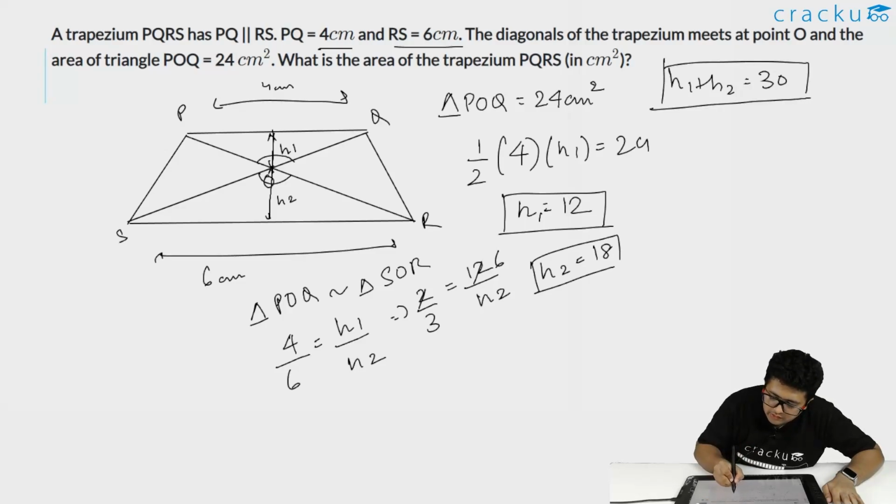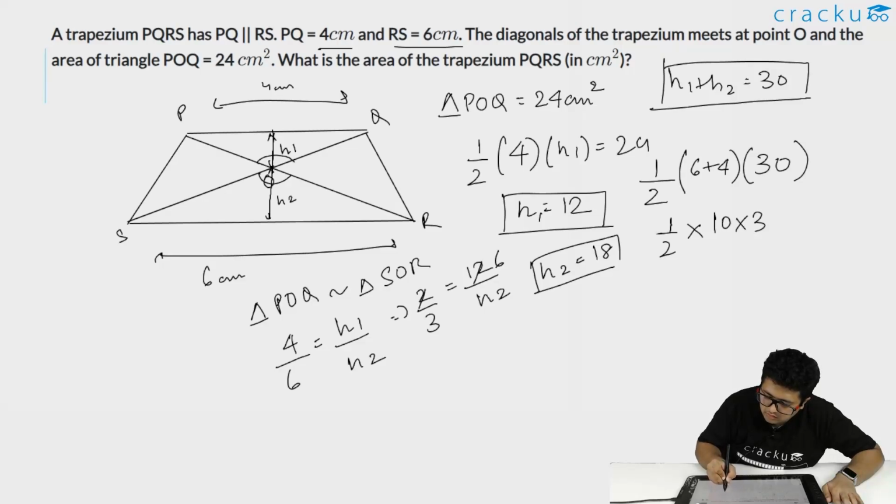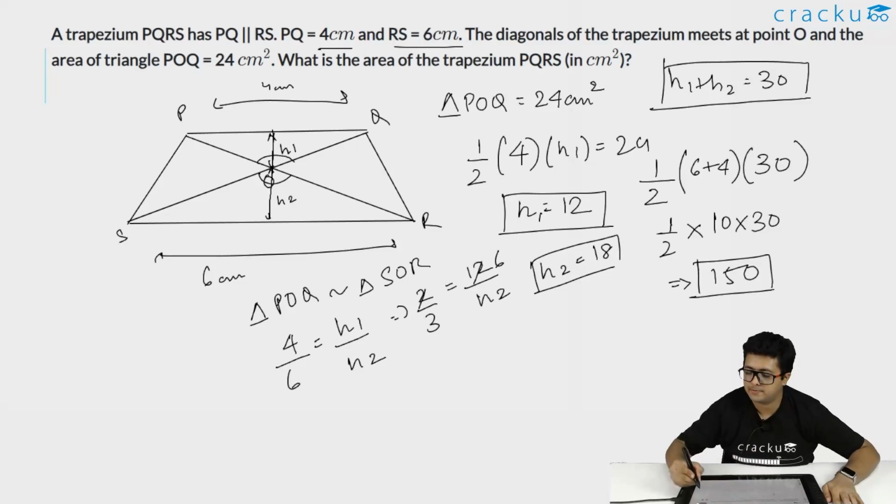Now using the area of the trapezium formula, half into the sum of parallel sides, which is 6 plus 4, into the height, which is half into 10 into 30, which is equal to 150. So the area of the trapezium is 150.